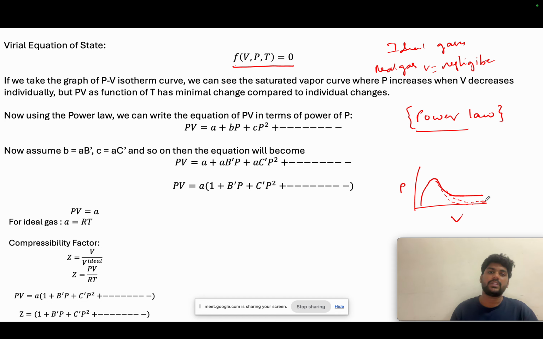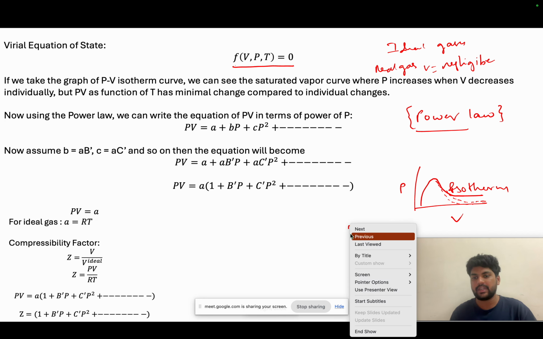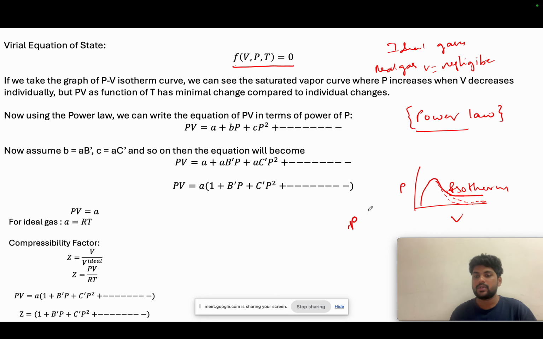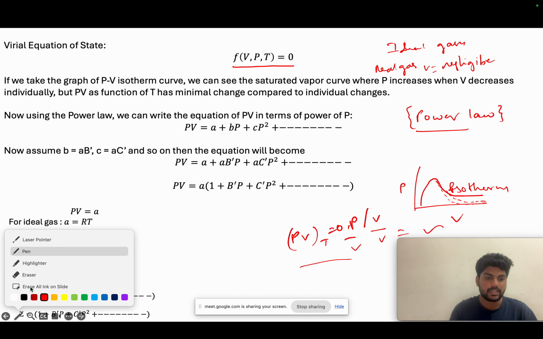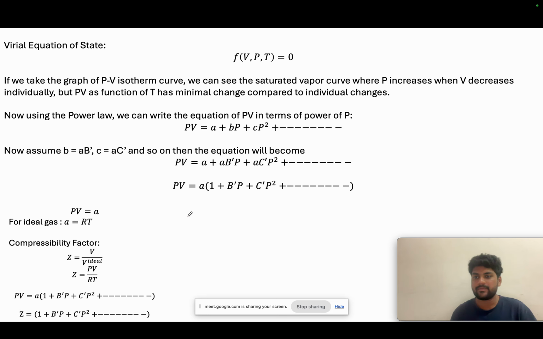But PV as a function of t is actually taken under the isotherm case, so as a function of t there is a minimal change. If I take individual values p and v, there will be huge changes. Suppose as p increases, it increases in a huge way. But when I take PV as a function of t, the values change minimally. So in that case you can use the power law. I will explain what the power law says in a good way.